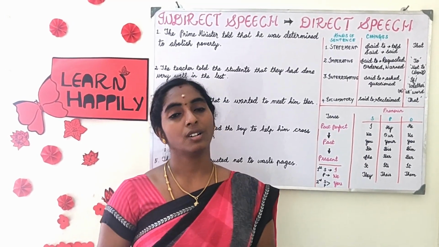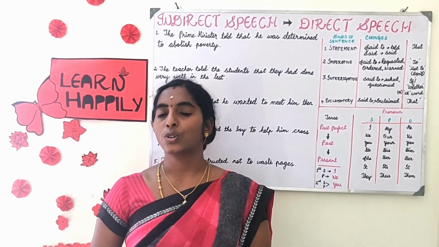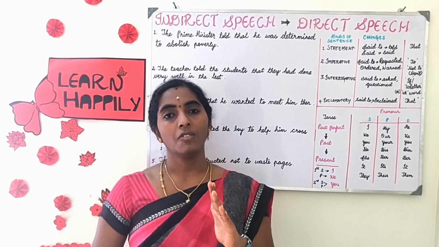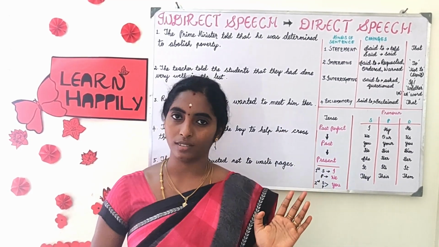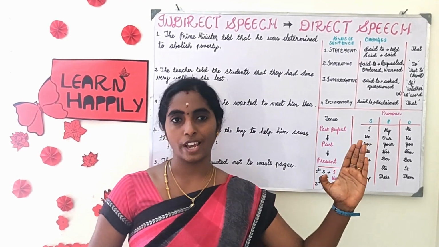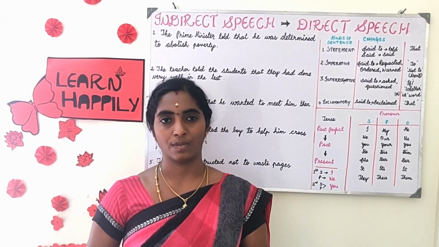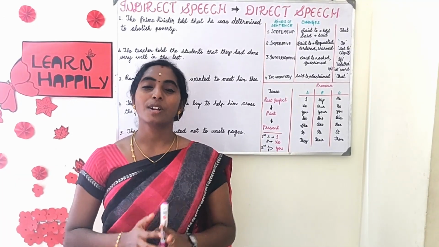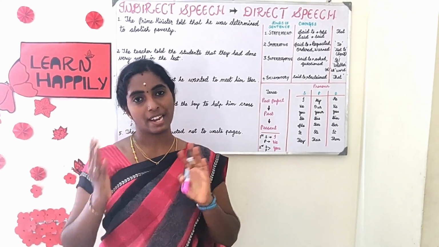Then coming to the topic, indirect to direct. Only one thing you should keep in your mind: whatever we have done for direct to indirect speech, you just undo it. That's all. Are you clear? You are going in a direct way for indirect speech and just reverse everything. I hope you got an idea. So now let's see the conversions and other rules for indirect to direct speech.